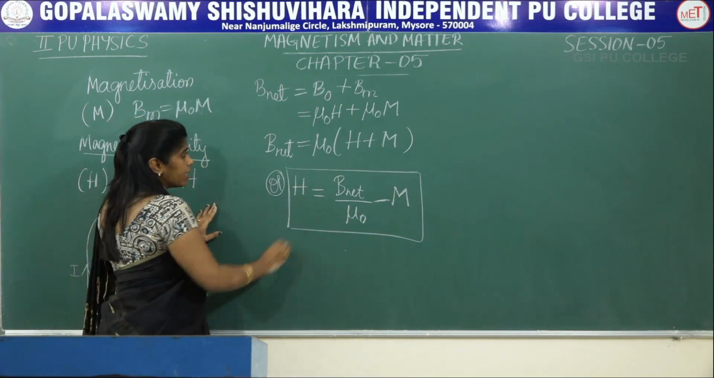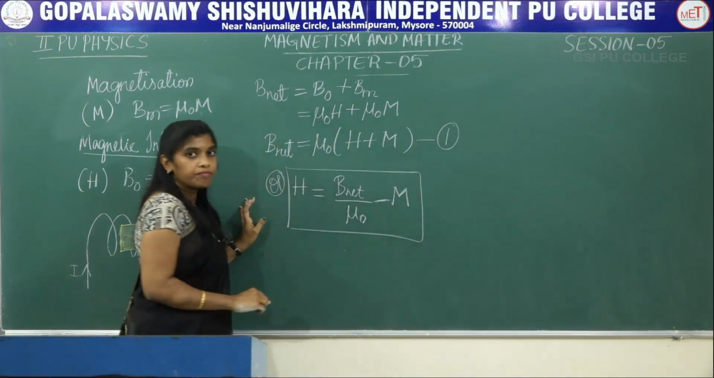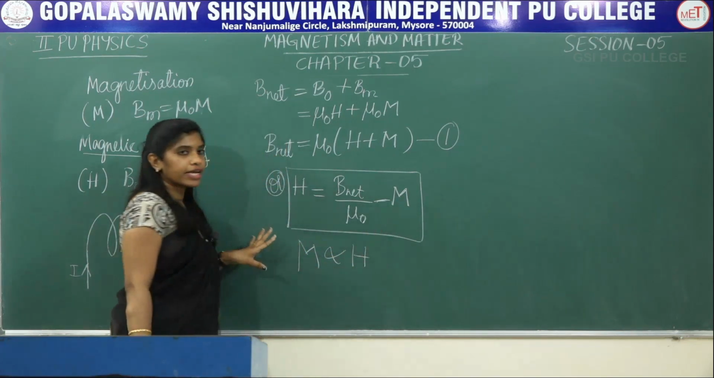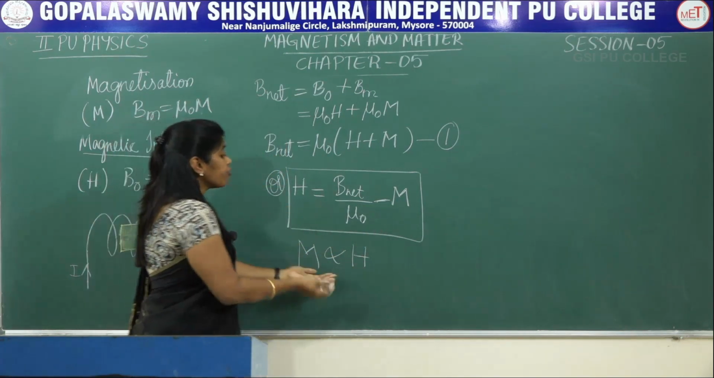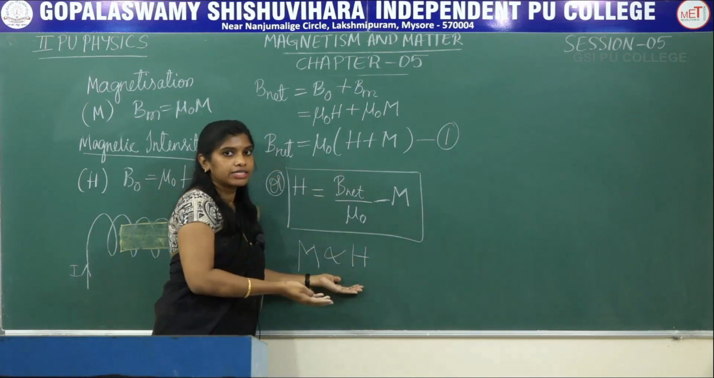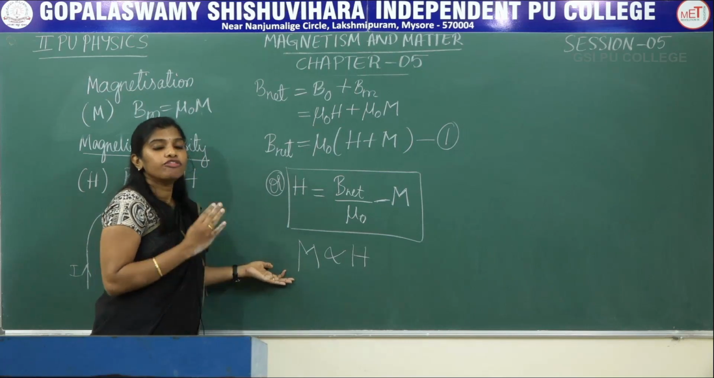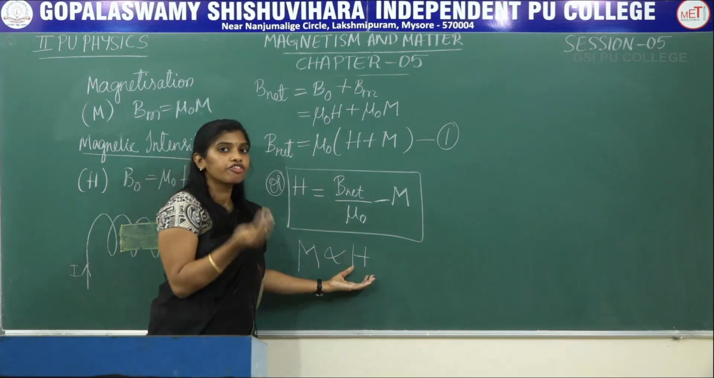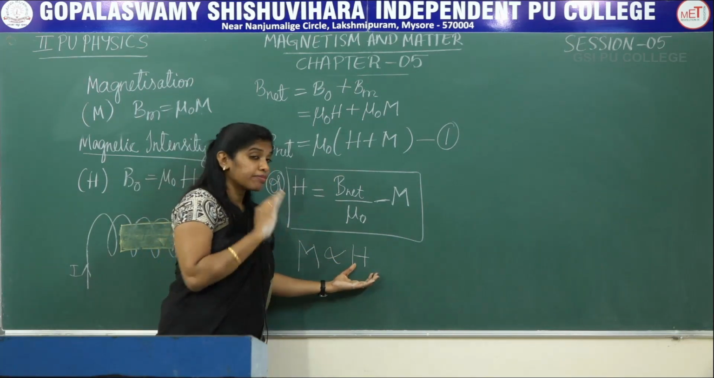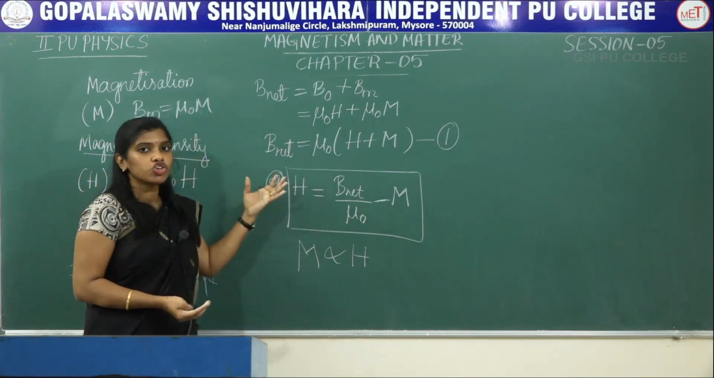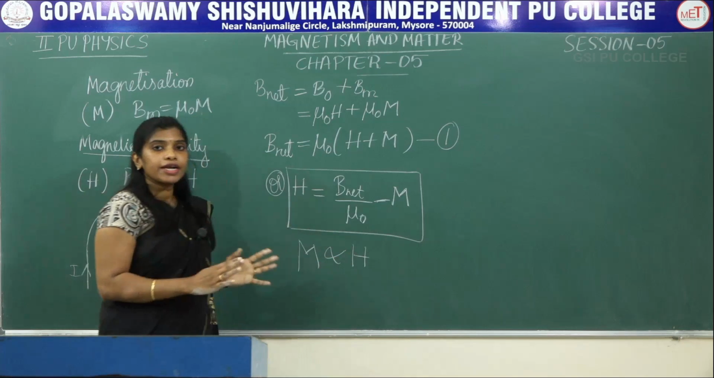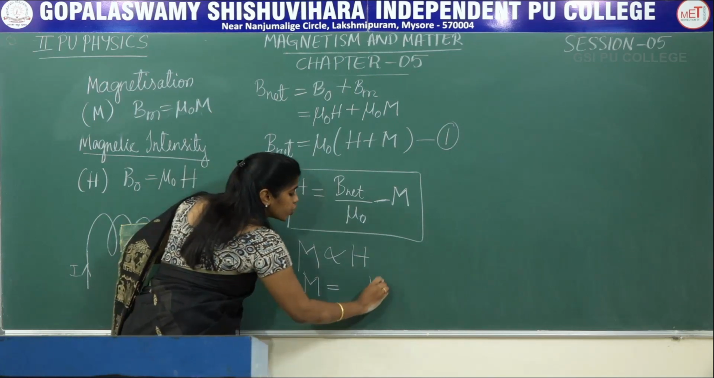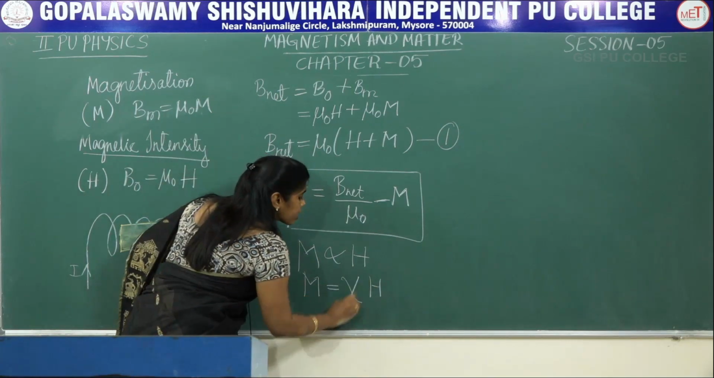Let me write this equation as 1. Next, I say that the magnetization m is proportional to the magnetic intensity H. That is, if you are going to increase the magnetic intensity, the magnetization of the material will increase. So the magnetization completely depends on the magnetic field you are applying. So if magnetic intensity increases, the magnetization should also increase. Therefore, they both are directly proportional to each other. Now I can write this as equal to some constant into H, and that constant is chi.